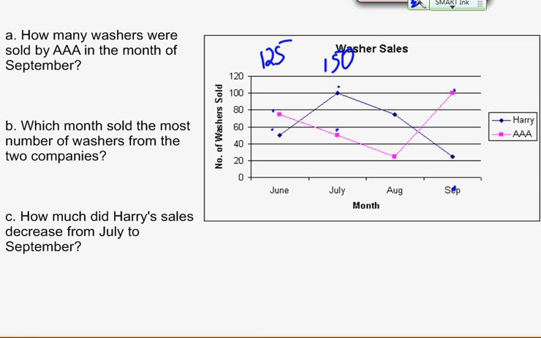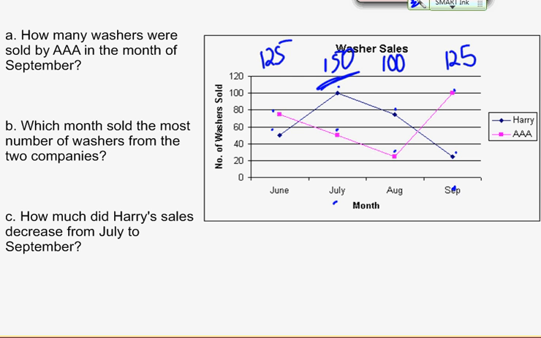Here we have 25, and we'll just make that 75 just to round it a little easier. And here's a 25 and a 100. And so which month sold the most number of washers from the two companies? That would be the month of July. I guess people really want to wash their clothes in July. Kind of confusing to me since usually it's warmer and you don't have to wear as much clothes. Oh well, that's how it works.